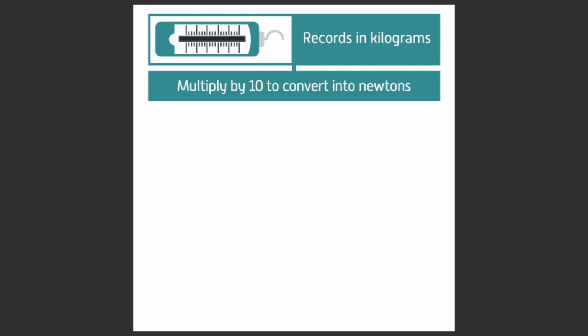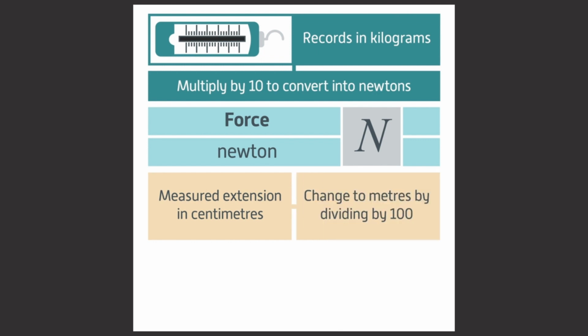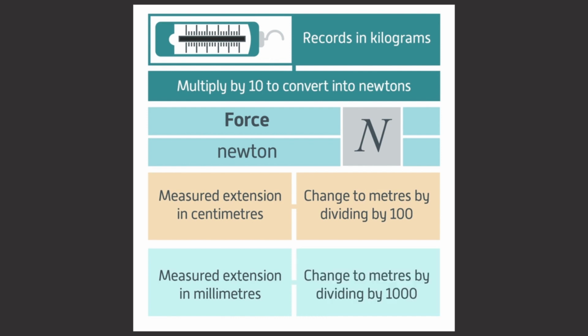If your Newton meter records in kilograms, the measurement of mass, then you need to multiply by 10 to convert to force in newtons. The Newton is the SI unit of force. If you have measured the extension in centimeters, then change this to meters by dividing by 100. If you have measured the extension in millimeters, then divide by 1000 to change to meters. Meters are the SI unit of length.